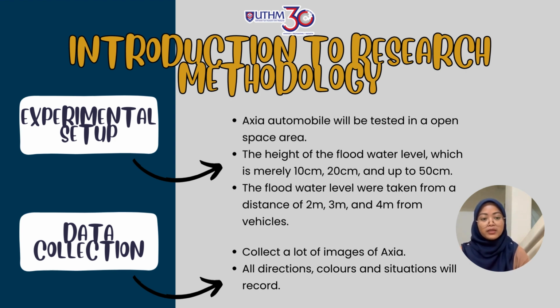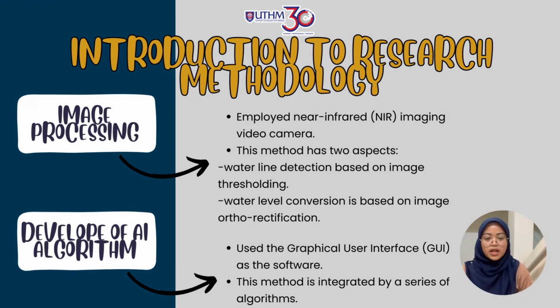Pictures of the car and the water level were taken from a distance of 2 meters, 3 meters, and 4 meters. This experiment was carried out at midday to prevent any ensuing shadows and have better lighting. After that, we collect images of AISYAH in various angles, colors, and directions at each height. Following that, we use near-infrared, NIR, imaging video cameras to improve visibility and reduce noise in in-situ level measurement with a bicolor staff gauge.